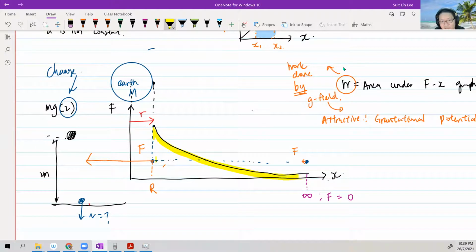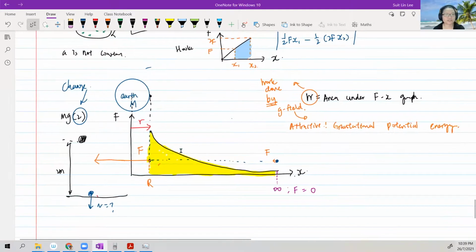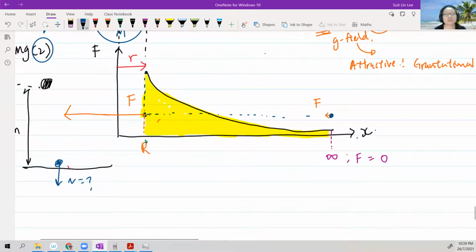Nah, we're looking for this area. So we're gonna have to integrate a bit. Okay, so I'll write the definition for you. So that is the story about why we define it in such a peculiar way.